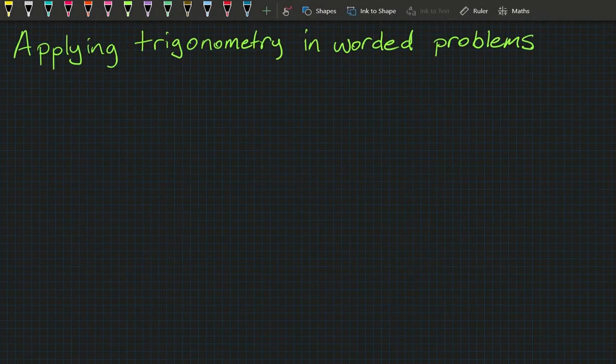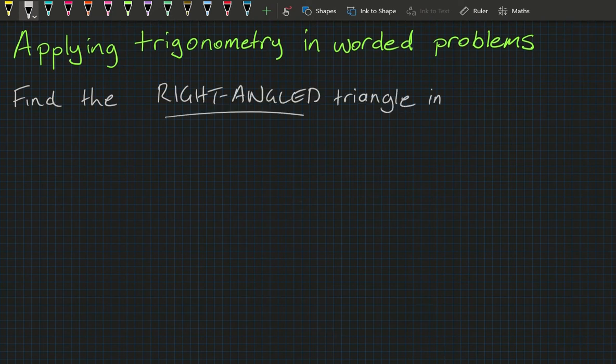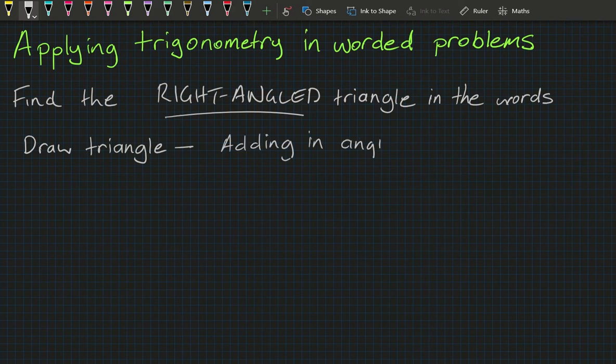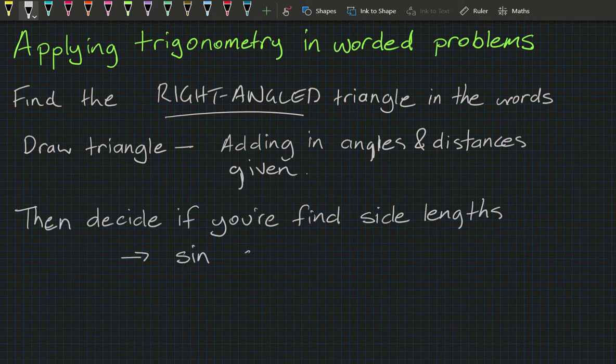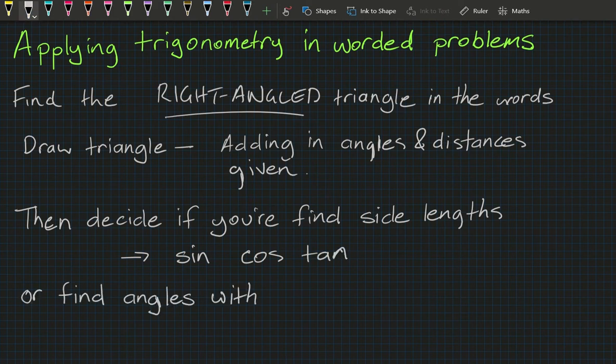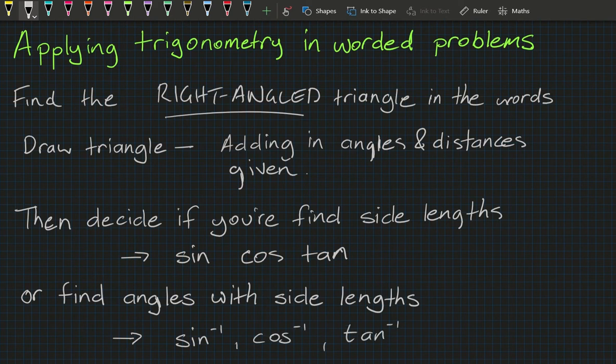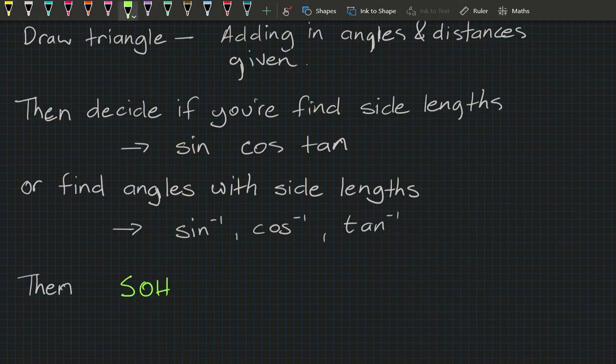When applying trigonometry to worded problems, it's really important that we find the right angle triangle in the words. Then it's important to draw the triangle, adding in the angles and distances that are given to you in the words. And once you've drawn that triangle, you need to decide if you're finding side lengths, i.e. using sine, cos and tan, or if you're finding angles with the side lengths, which would mean that you use the inverse functions. And finally, you resort to SOHCAHTOA. And this of course will help you decide which trigonometric function you're going to use.